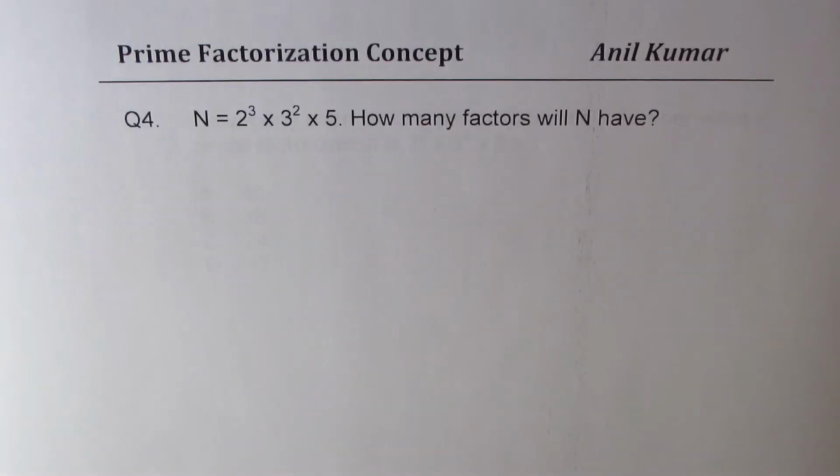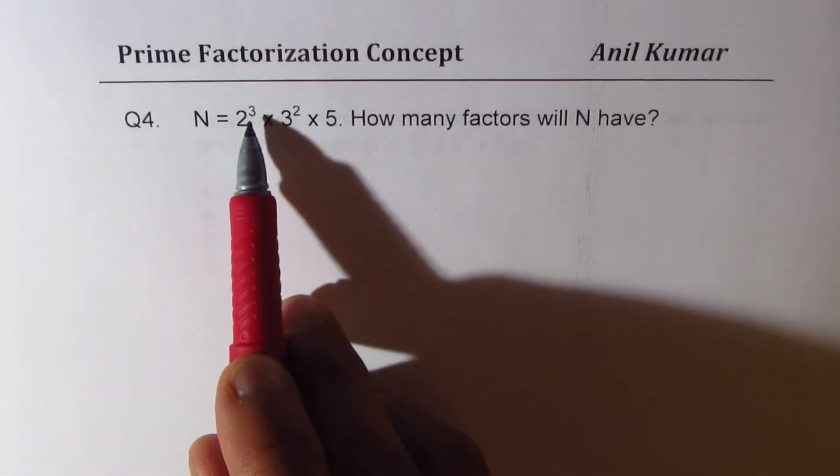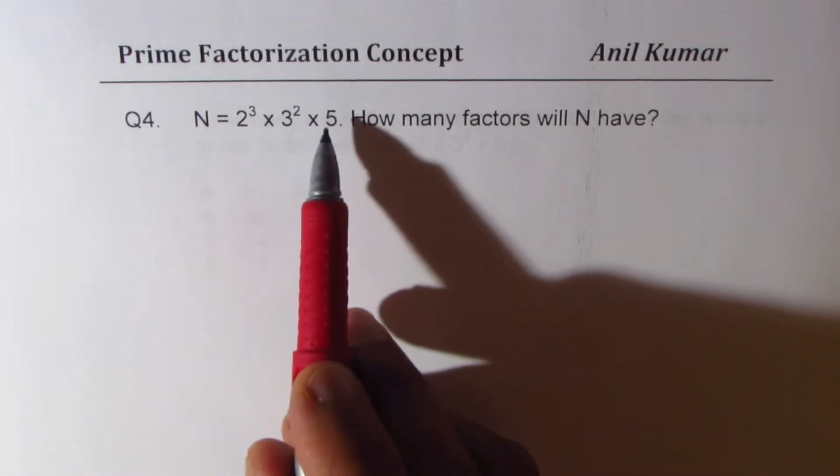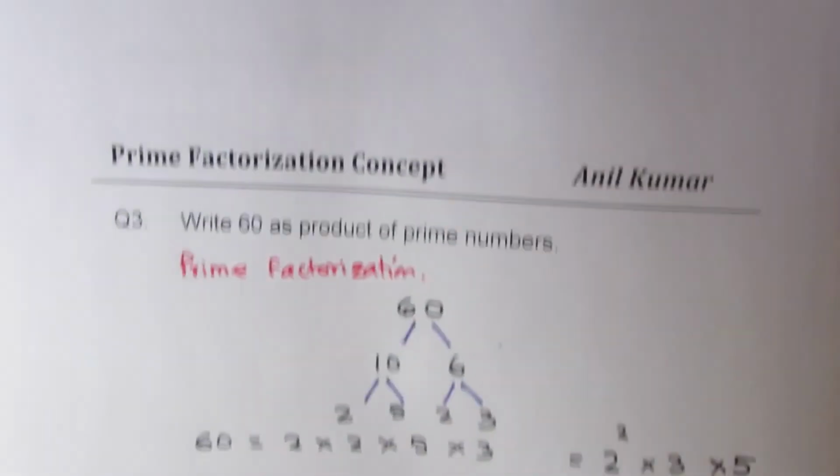Now let's go to question number 4. It says that n is equal to 2 cubed times 3 squared times 5. How many factors will n have? Now, how to answer this question? Now, that is tricky. To answer this question, let me get back to question number 3 itself, and then we'll come back to question number 4.